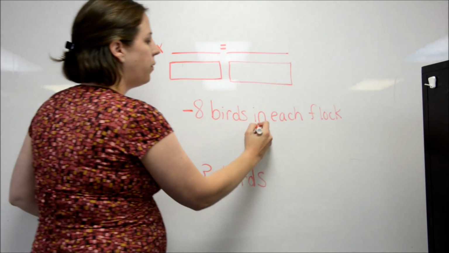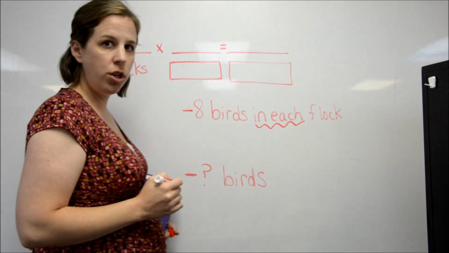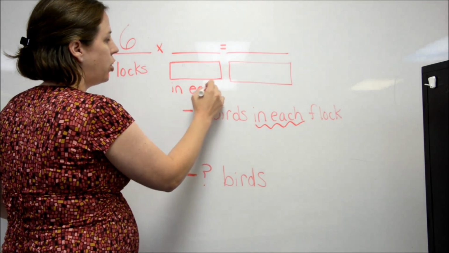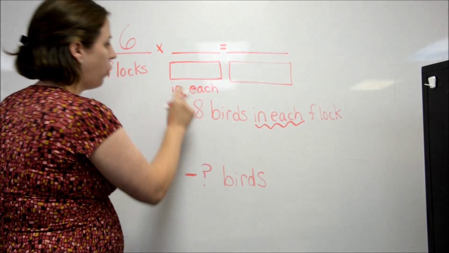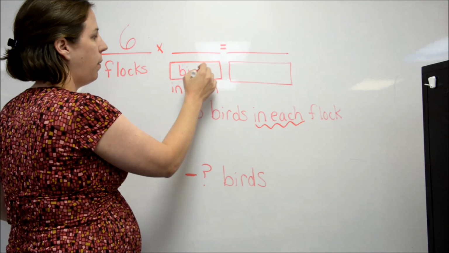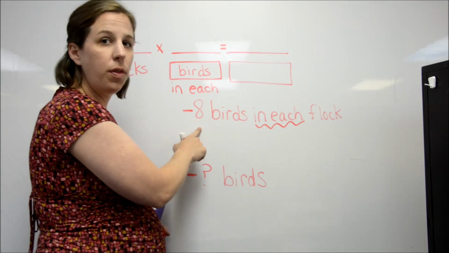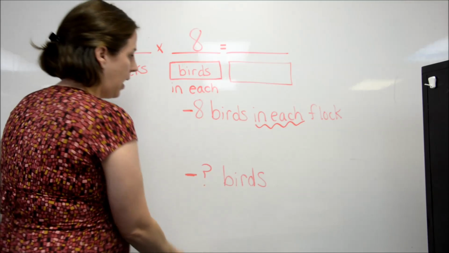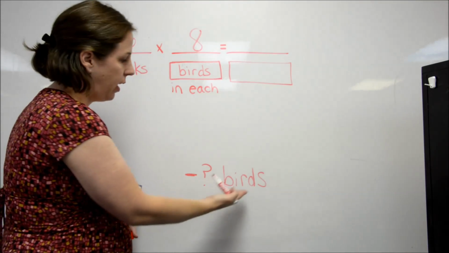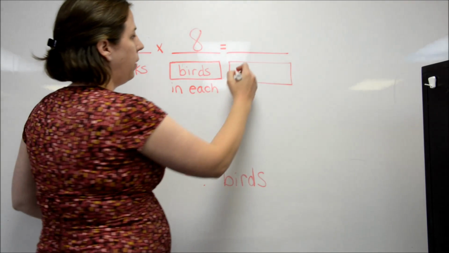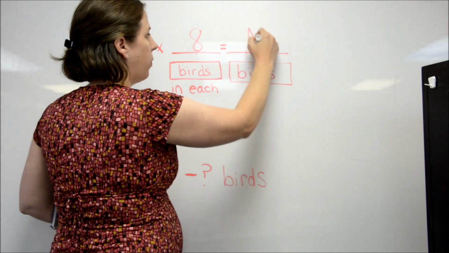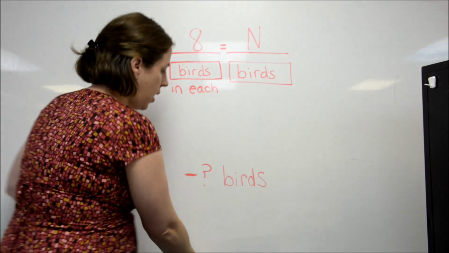And do we see this phrase in each? Anytime I see the phrase in each, I'm going to put that one there. So I'm going to put the label birds here in the box. And I'm going to put the 8 on top. And what do I have left? It's asking me how many birds. And that's where I'm going to put an N for my missing number.